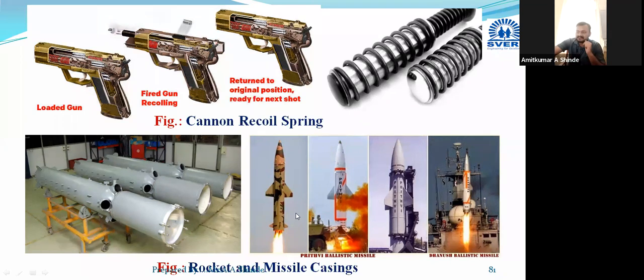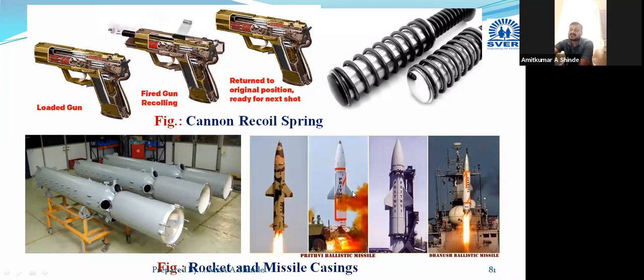Then different kinds of rockets and missiles. These are rocket casings. And missile casing means the outer body, whichever rockets and missiles are there. Here I have added some pictures. These are the Prithvi ballistic missile and the Dhanush ballistic missile. This is the Prithvi ballistic missile, these two. Then in the right corner, I have added the Dhanush ballistic missile. These are different missiles which we have tested.